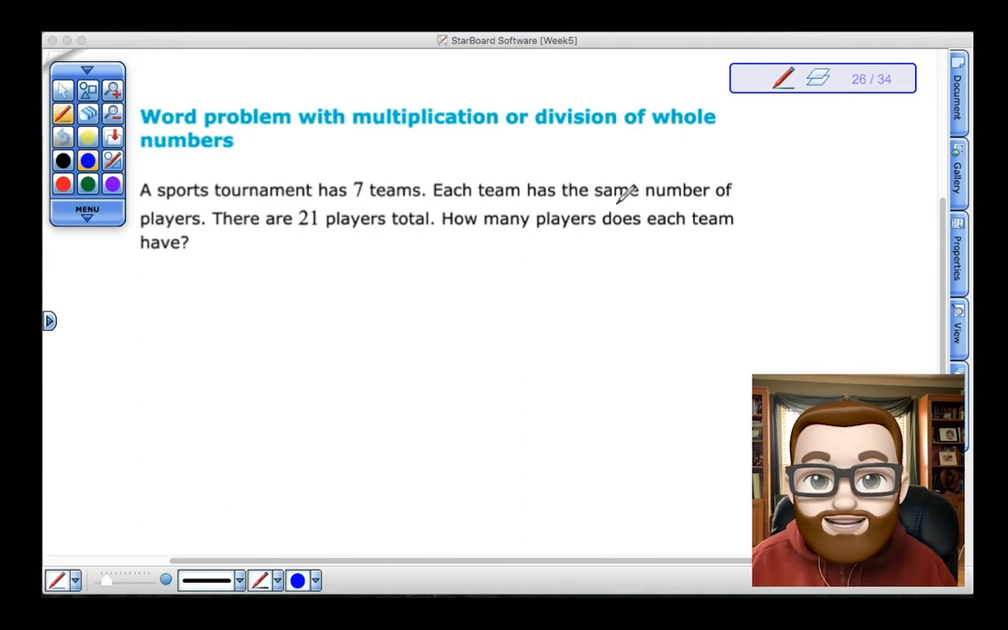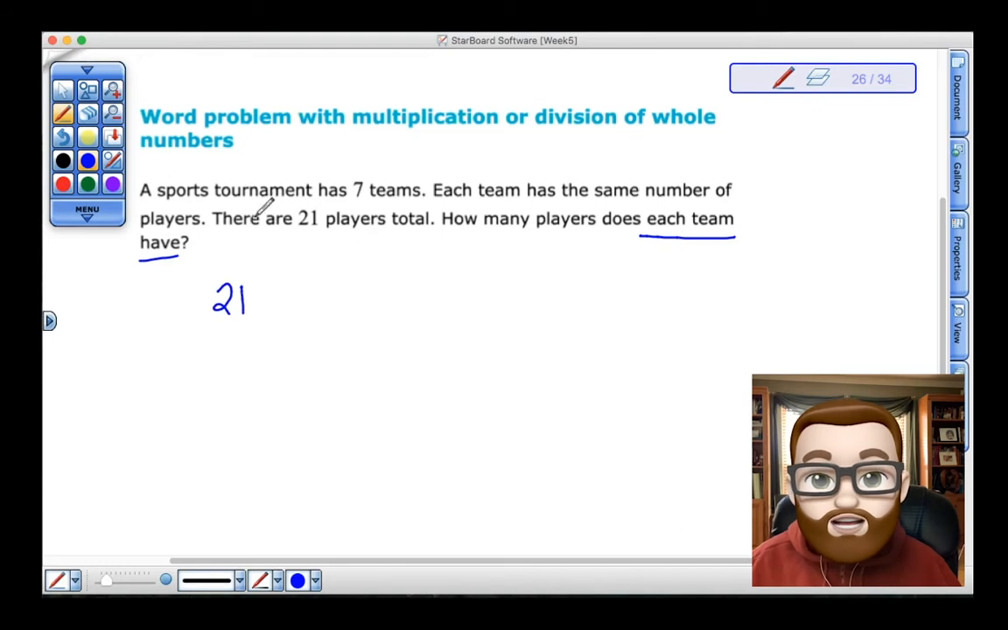Each team has the same number of players. There are 21 players total. How many players does each team have? So to get started there, we want to figure out how much each team has. So I'm going to put this over in, blue works. Each team have. So that means we need to start with how many we have in total. That's going to be our 21.